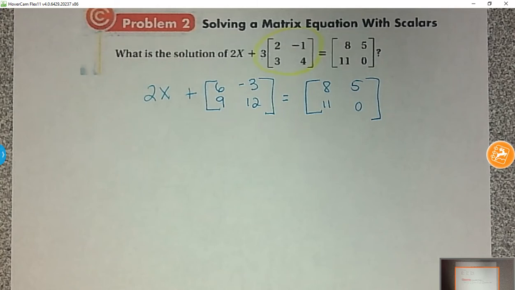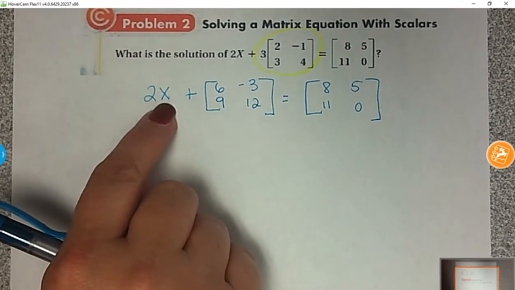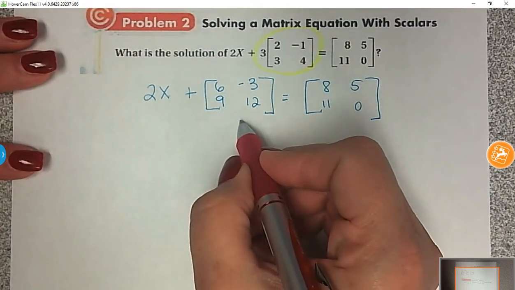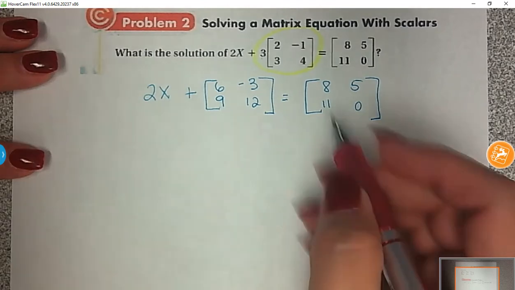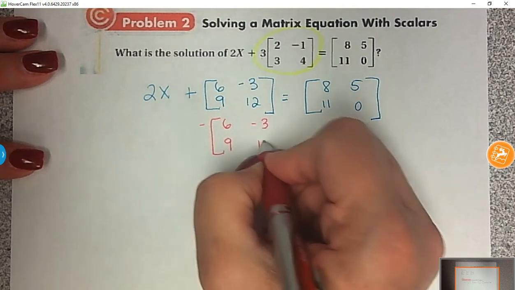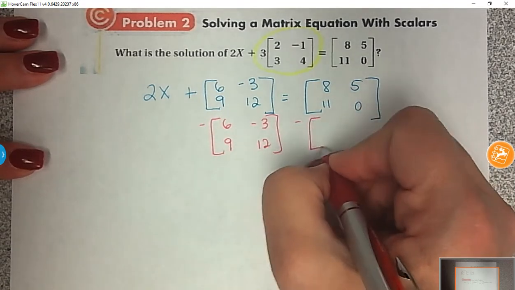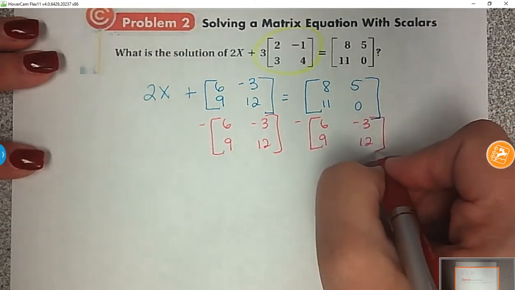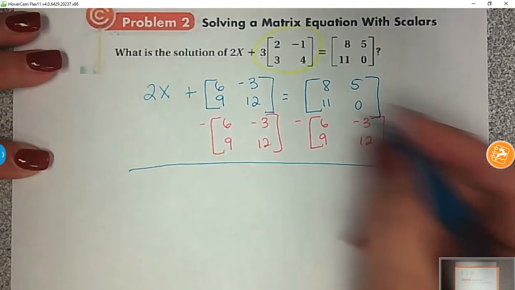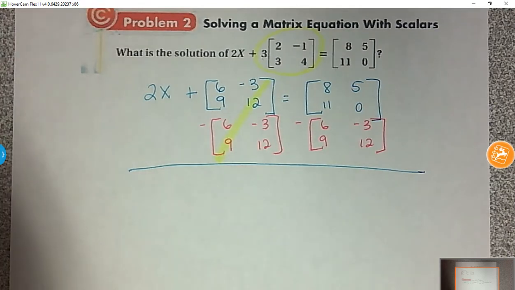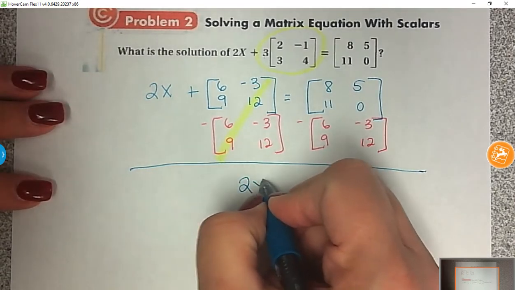And now I have to work to get this x by itself. So just like solving any other equation, I want to subtract this matrix from this side and from this one. So we'll go through that real quickly. Subtract the same one from over here. So on the left-hand side, those two matrices will cancel each other out. I actually end up with the 0 matrix, which I don't have to write. So all I have on the left is 2x.